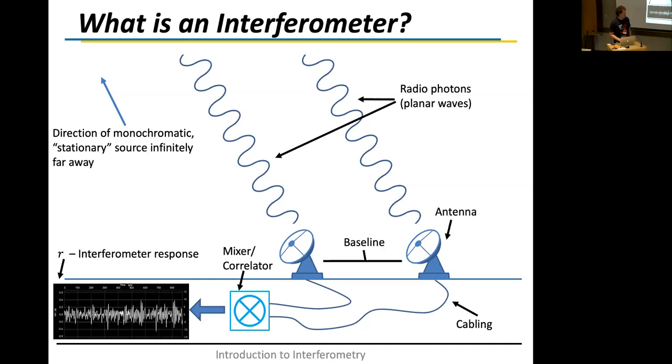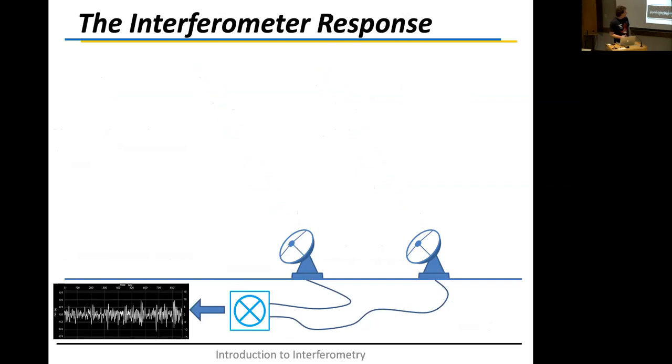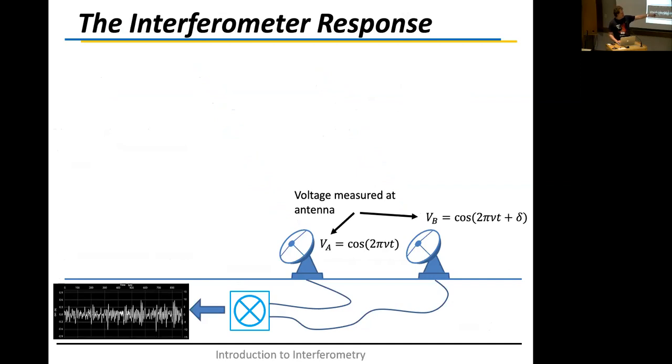So what exactly is the interferometer response? Let's think about this in terms of the voltage that's measured. At the first antenna, as a function of time, we have light coming in at some particular frequency nu. That voltage is obviously oscillating as a function of time. At antenna B, you've got a similar function, a cosine of 2 pi nu times t, plus this little delta term. This little delta term arises from the fact that if you look at the path that the light has to travel, the light hits the antenna on the left-hand side a little bit earlier than the antenna on the right-hand side.